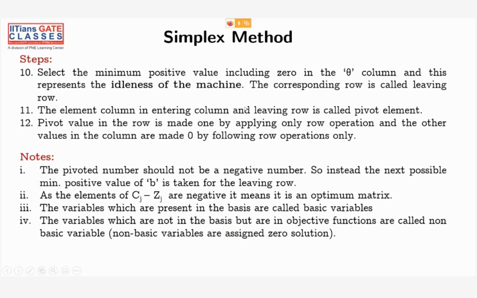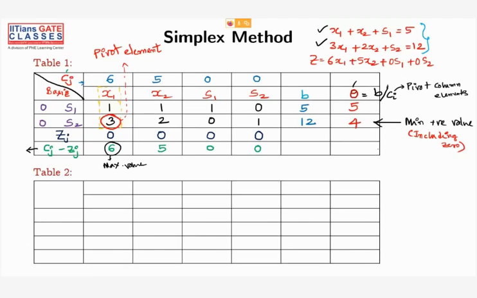And this represents the idleness of the machine. The corresponding row is called the leaving row. So this row is called the leaving row. This is called the entering column. This is called the leaving row.